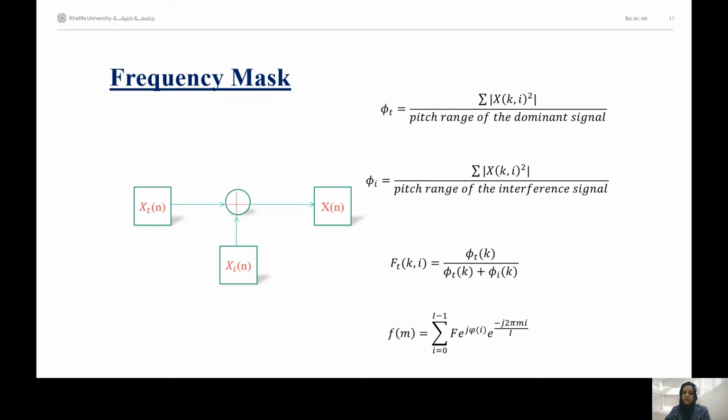Once the value of f_t(k,i) is obtained, we can convert it into a filter by multiplying it with the phase response and taking its Fourier transform: F(m) equals the sum from i equals 0 to I minus 1 of f_t e raised to j phi(i), e raised to minus j 2 pi m i by capital I. Here phi(i) represents the phase response, and in this work we consider a linear phase filter, hence the value of phi(i) will be equal to i. Once F(m) is defined, we can obtain the segregated signal by convolving the filter response with the signal x(k,i).